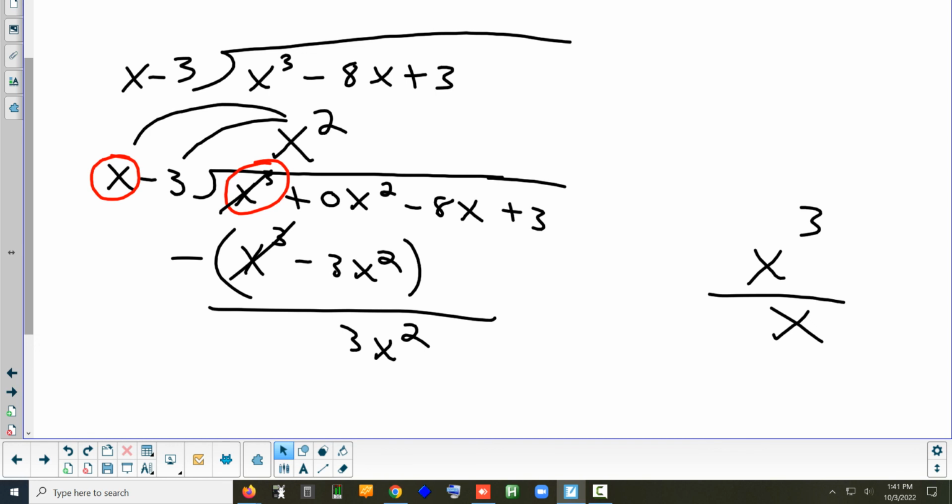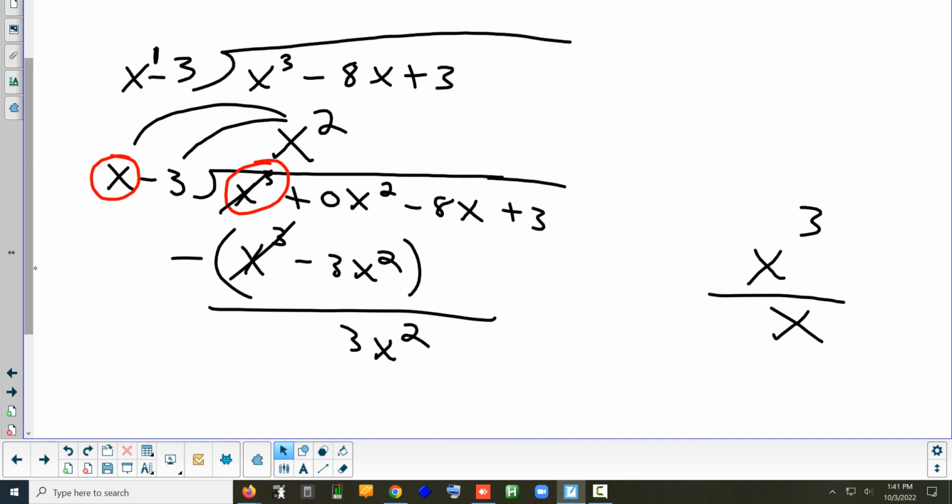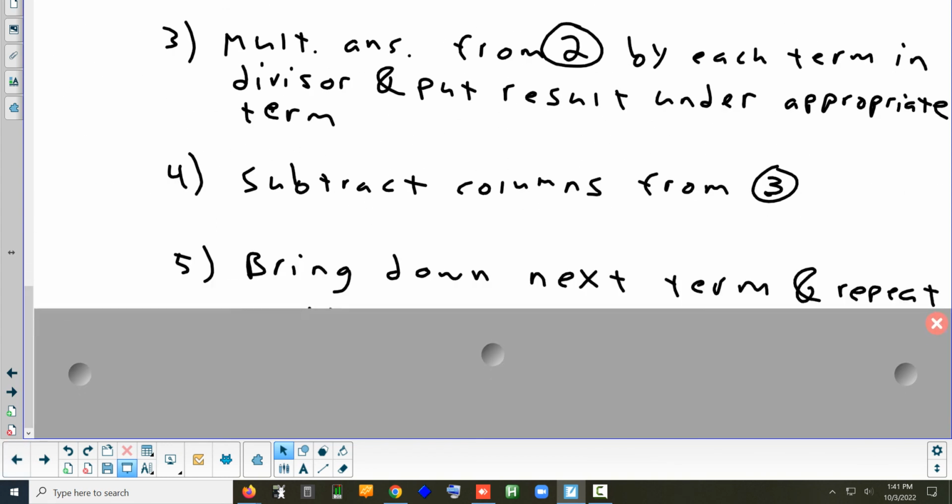Okay, so notice what we have now. 3x squared, the exponent here is a 2. The exponent in our problem here started with a 1. We have to keep going. You know to stop when this exponent is smaller than that. It started as a 3, now it's down to a 2. When we do it again, it'll be a 1. So it goes down usually by 1 each time you do this. So now the next step is bring down the next term and repeat what we just did.